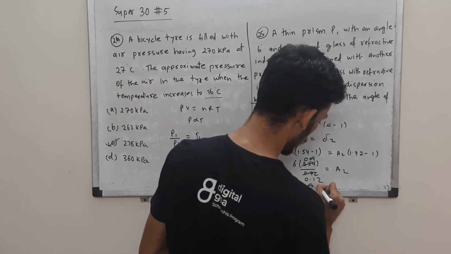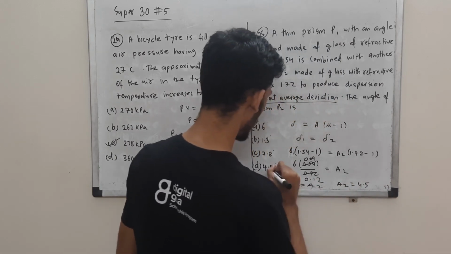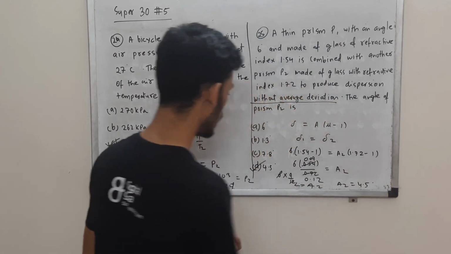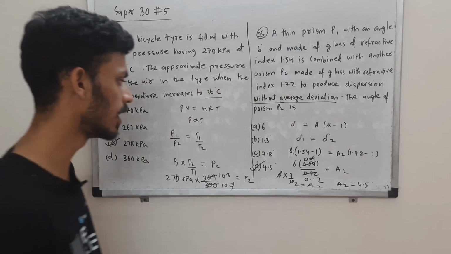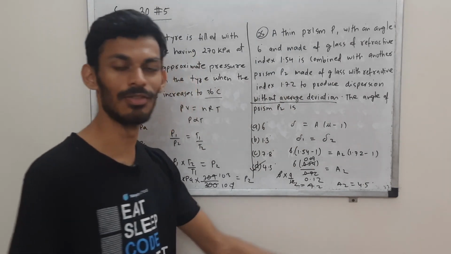Okay, A2 is nothing but 4.5 degrees. So option B is correct. Okay, so that's about these two questions. Let's move to the final 5 questions for this.